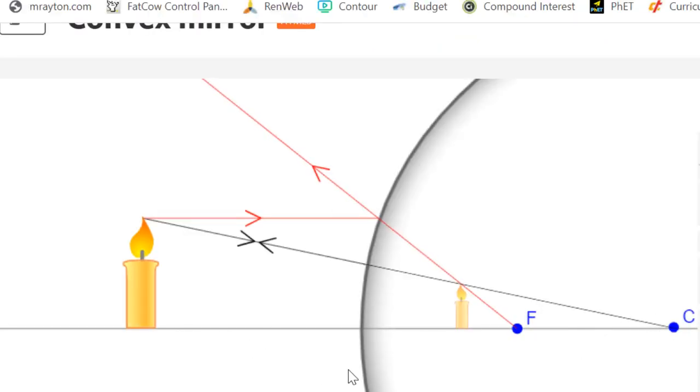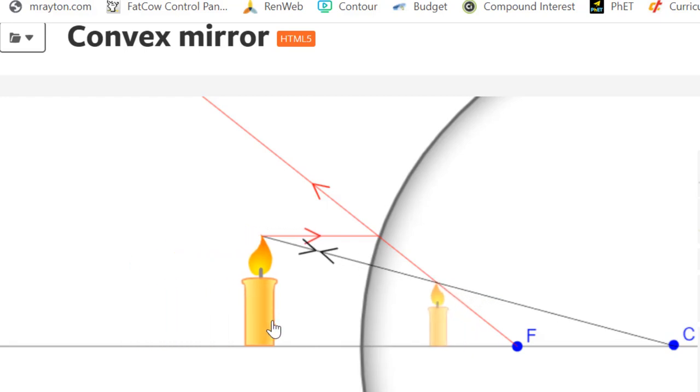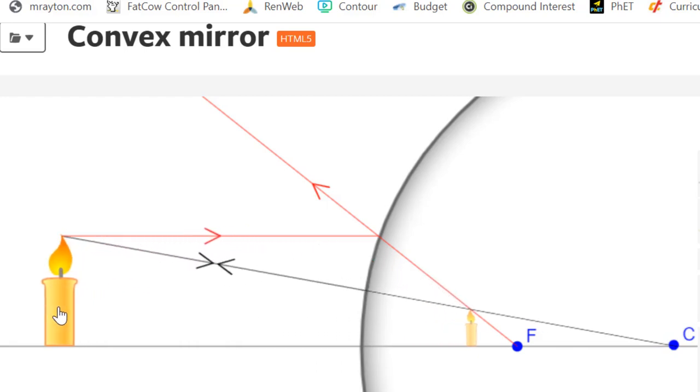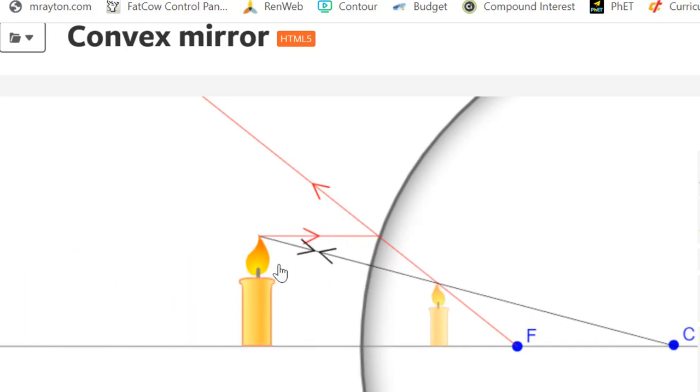If you have a convex mirror, you can see how wherever we put this object, the image is always going to be upright, but it's going to be smaller.